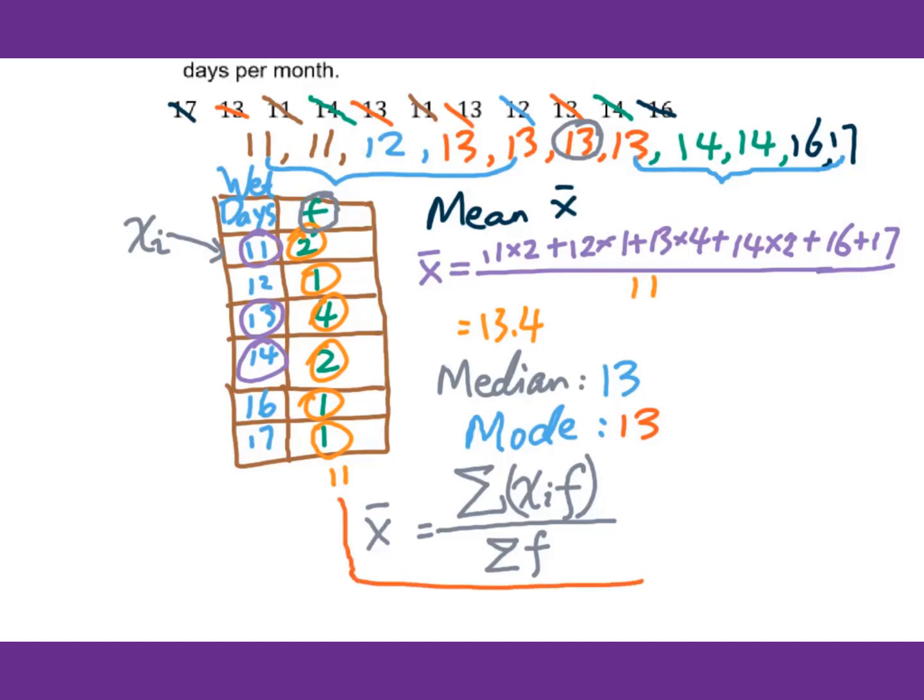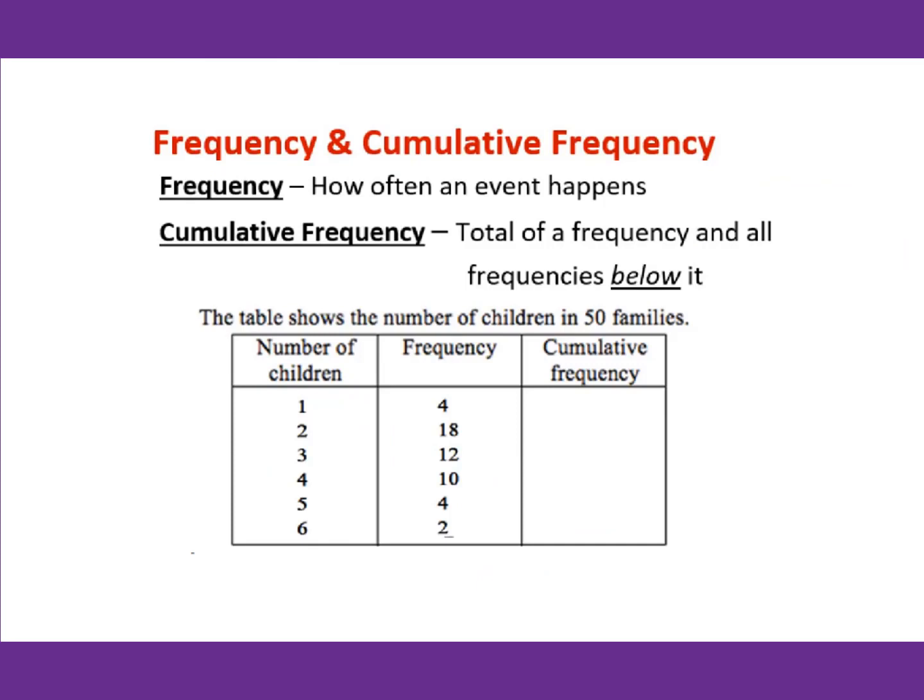This is the formula for mean. First, we will talk about frequency and cumulative frequency. Without listing all the data up, you can figure out mean, median, mode from a frequency and cumulative frequency table. Frequency means how often an event happens. Cumulative frequency means the total of a frequency and all frequencies below it.